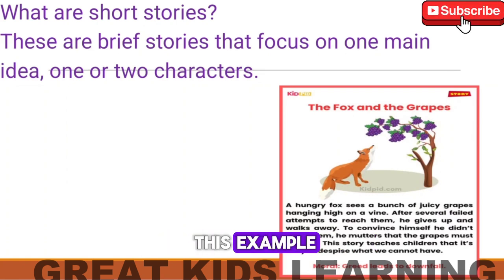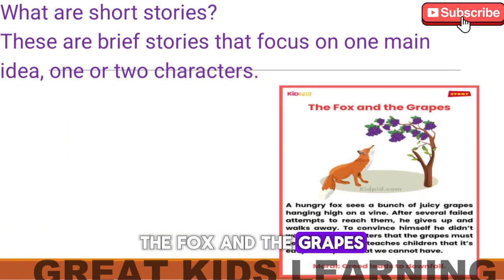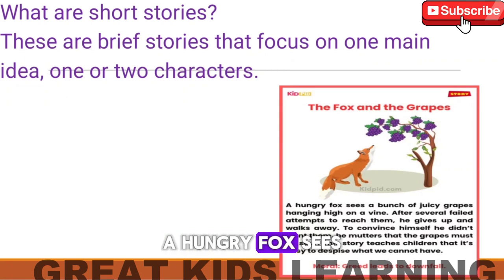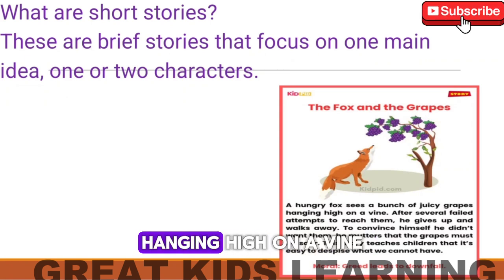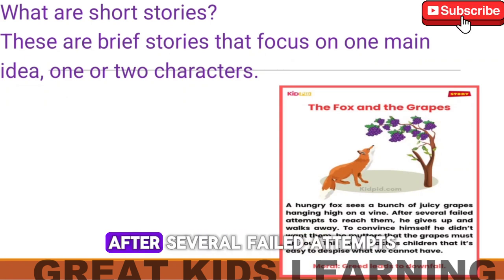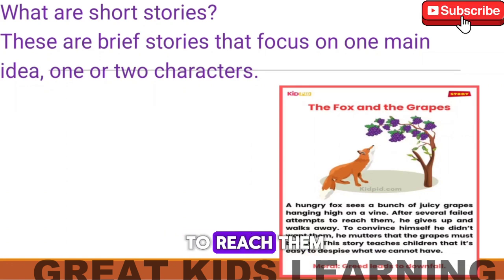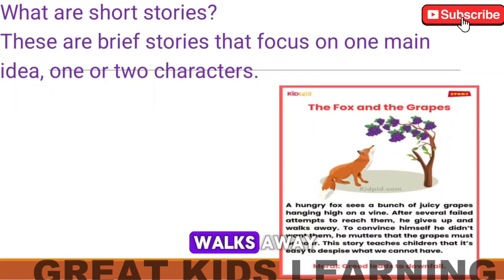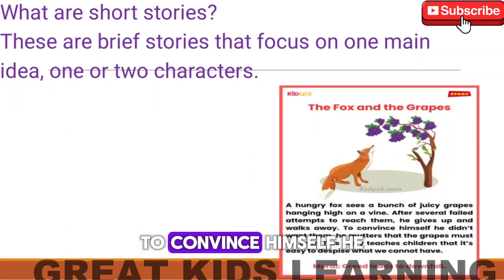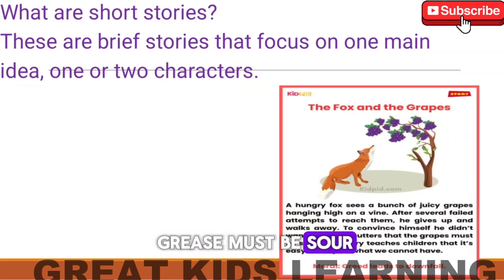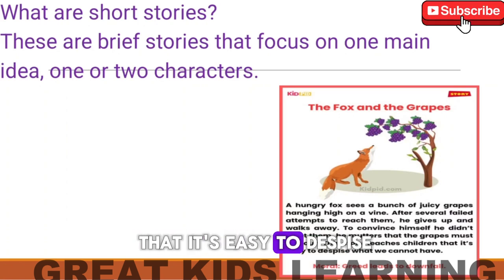Now let's look at this example, the fox and the grapes. A hungry fox sees a bunch of juicy grapes hanging high on a vine. After several failed attempts to reach them, he gives up and walks away. To convince himself he didn't want them, he mutters that the grapes must be sour. This story teaches children that it's easy to despise what we cannot have.